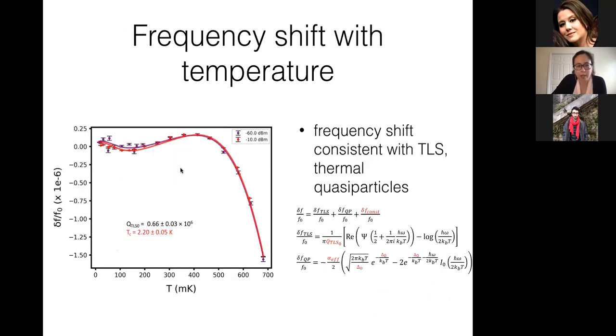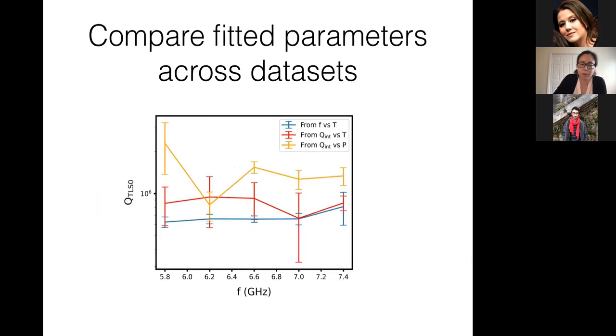Okay, and then to check that all of our data is consistent with this model, we can also look at things like the frequency shift of the resonator as you do this temperature dependence. And we find that it's consistent, again, with a model where we have some two-level system frequency shift and some thermal quasi-particle based frequency shift. And then to check for consistency, we can extract this parameter associated with two-level system loss. So it's basically Q TLS, which is the loss tangent due to TLSs to within a geometric factor, from all of these different fits.